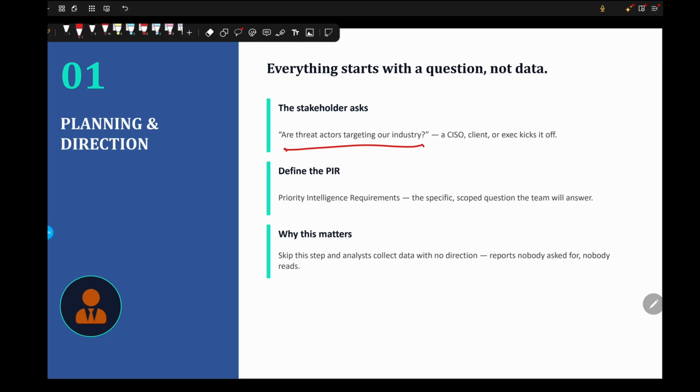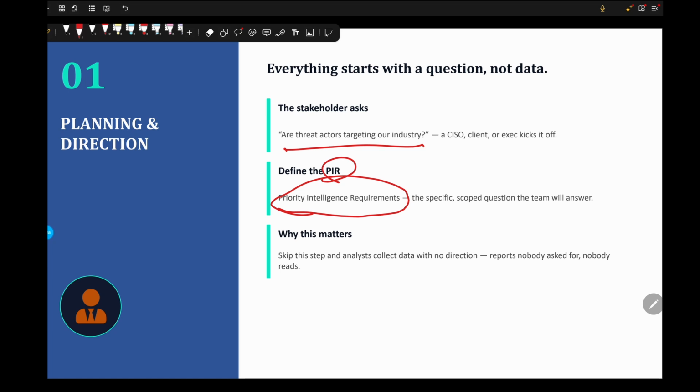Then how do you get answers for this? Because you need the right data to figure it out, whether to see which threat actors are targeting our industry, or maybe whether there are any domains out there that are impersonating our brand. So this is the stage where you define what exactly you need to know, right? In the industry, we call it priority intelligence requirements, or PIRs.